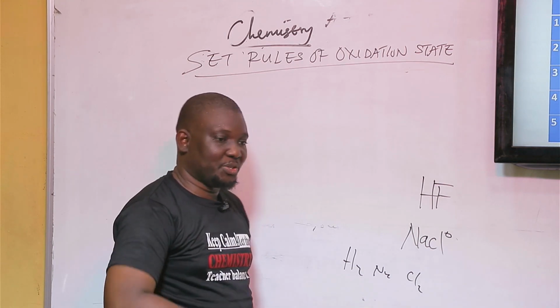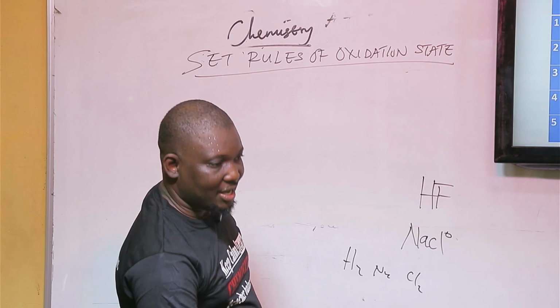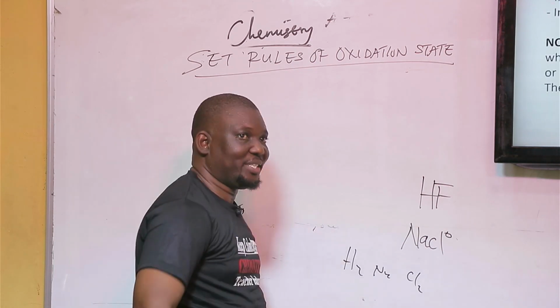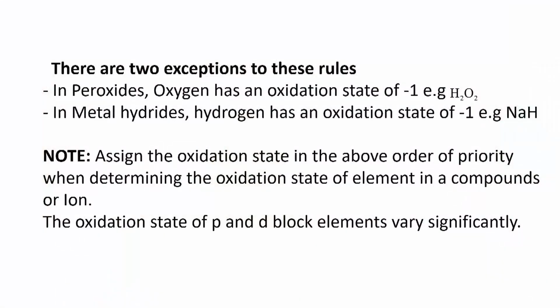But there are exceptions to these rules. There are 2 exceptions. One is that in peroxides, the oxidation state of oxygen is what? -2. Sorry, -1. You're correct. In peroxide, oxygen has an oxidation state of -1. Example, hydrogen peroxide.